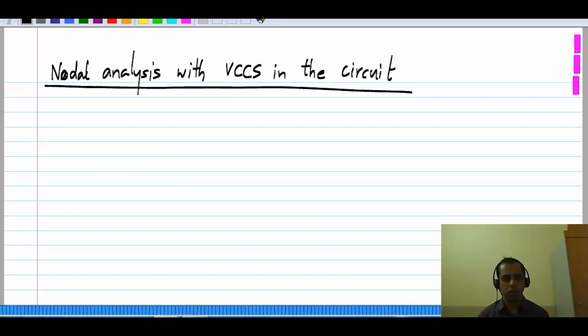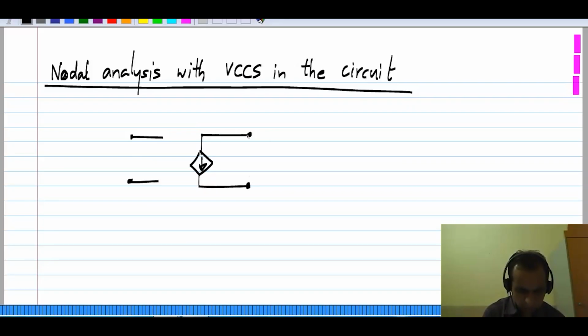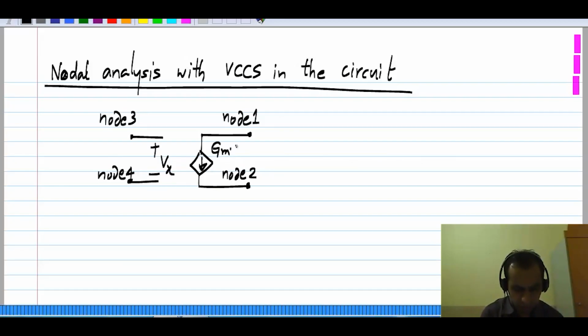A voltage control current source is connected between some nodes. Let me call these node 1 and node 2, and the controlling nodes as node 3 and node 4. If there is Vx between them, the current between node 1 and node 2 will be Gm Vx.